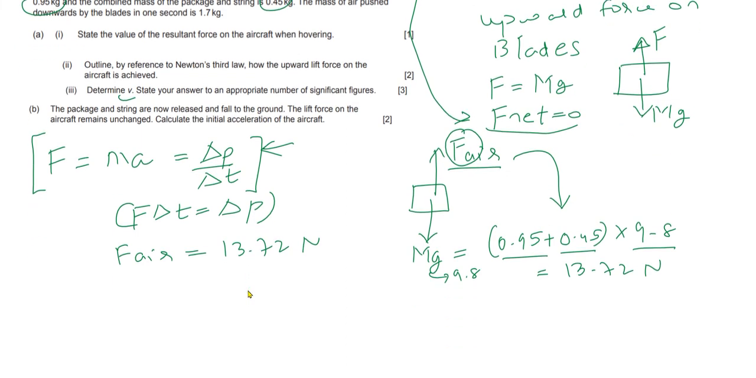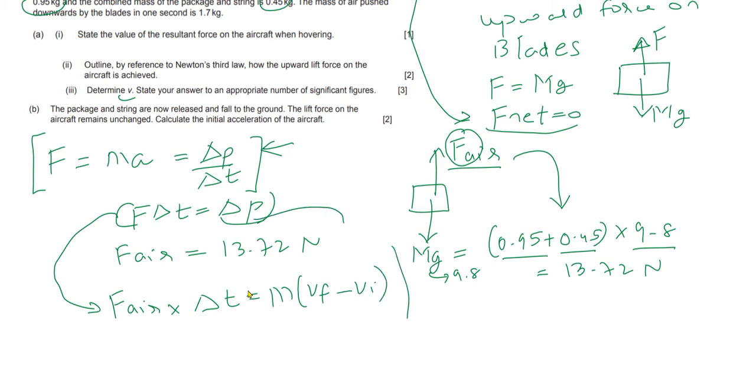Alright, so now if I observe the same equation, F delta T is equal to change in the momentum. Now I will apply this equation for the air. So the force which is experienced by the air multiplied by delta T is equal to the change in the momentum. So we write that as m into V final minus V initial. Change in the momentum will be the final momentum minus the initial momentum. Did you get this step?